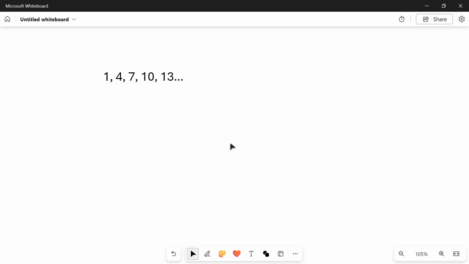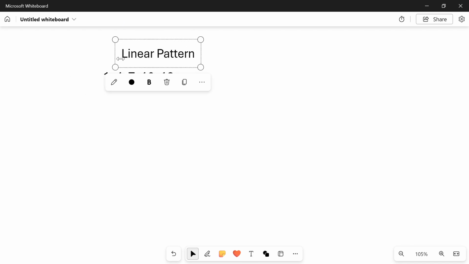Okay, here we have a pattern. This is a linear pattern. Okay, so I'm going to label this here as a linear pattern. I'm going to explain why I know this is a linear pattern here.